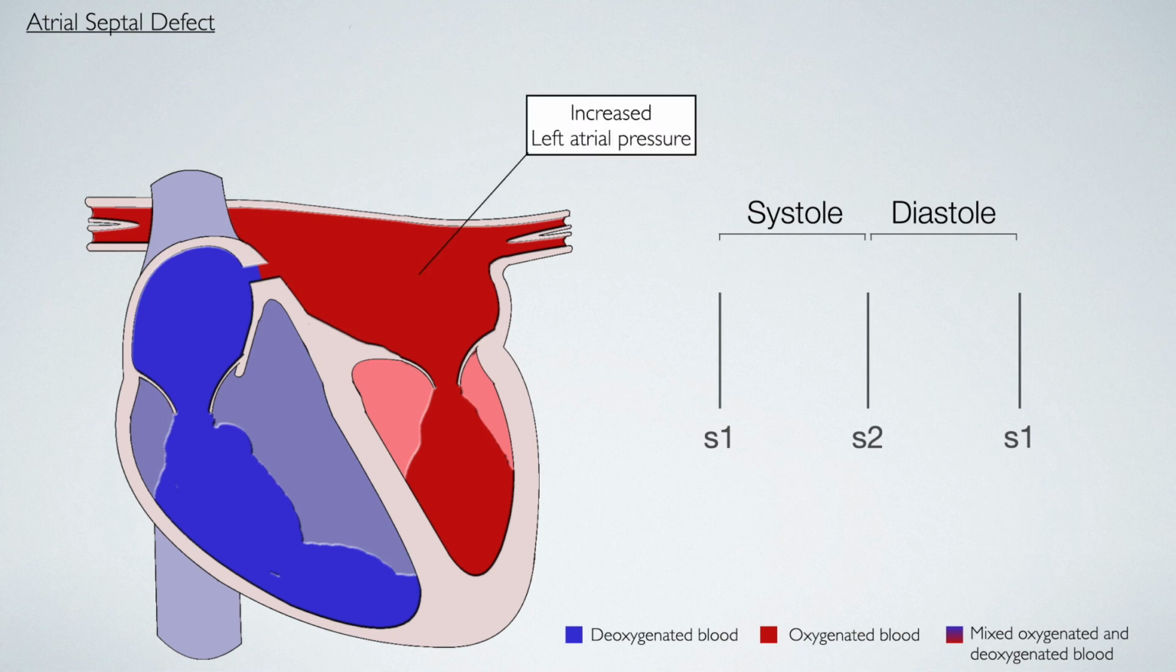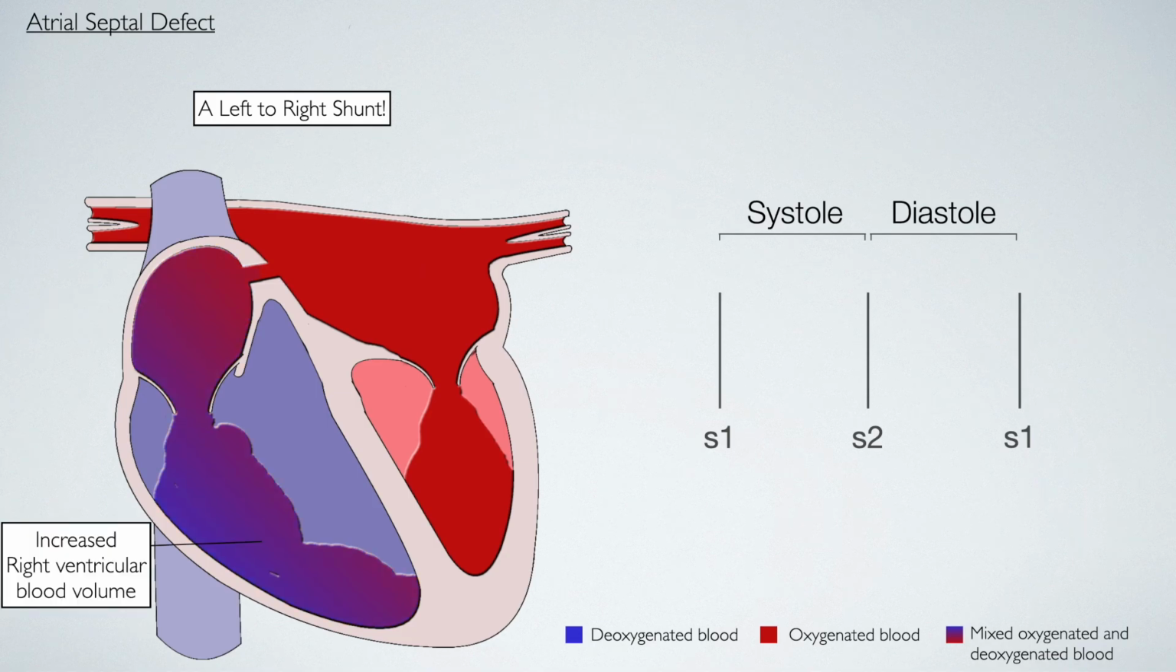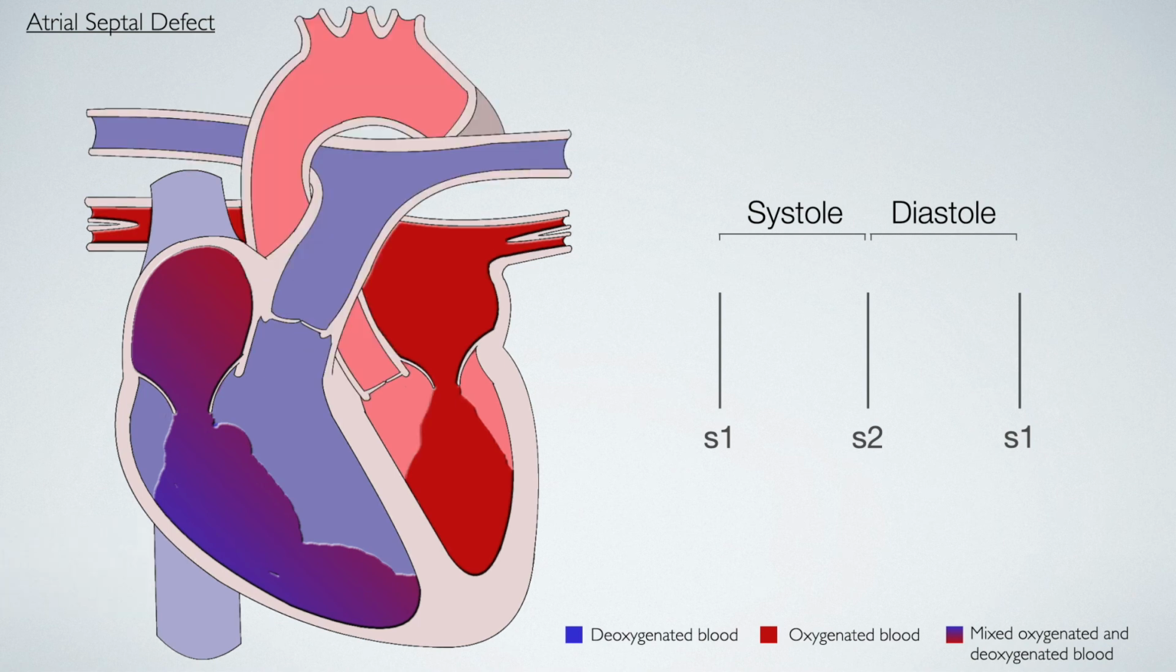Blood pressure in the left side of the heart is naturally higher than that in the right side of the heart, and this produces a pressure gradient that allows blood to flow from the left atrium into the right atrium. This is known as a left to right shunt. The key point to take away here is that the left to right shunt allows increased volume of blood to enter the right atrium and subsequently the right ventricle. So let's continue now by adding back in the aorta and the pulmonary artery.